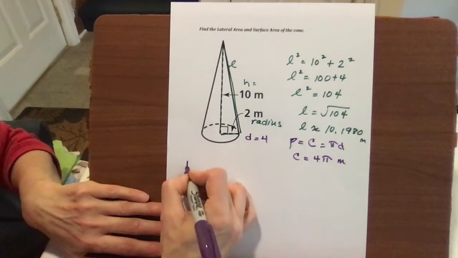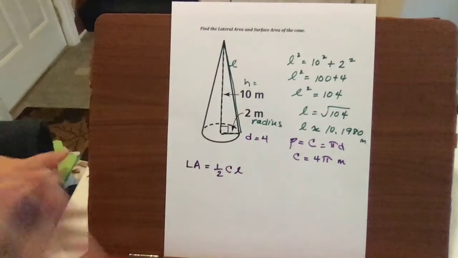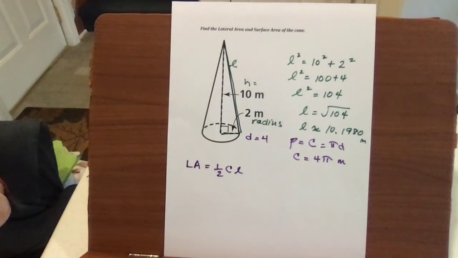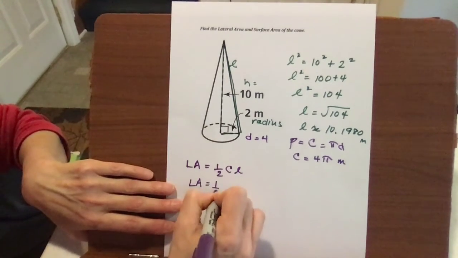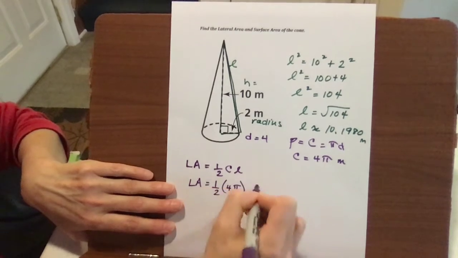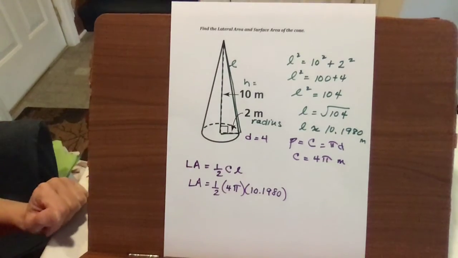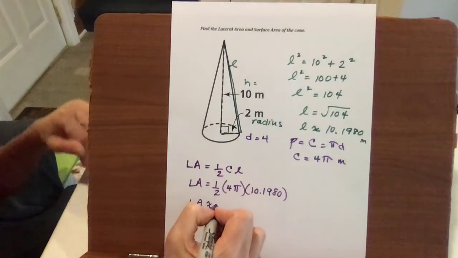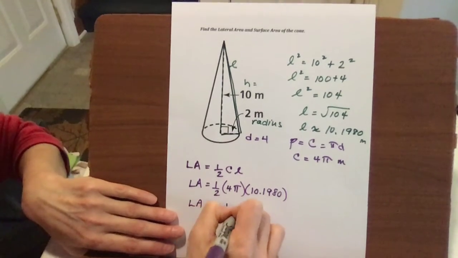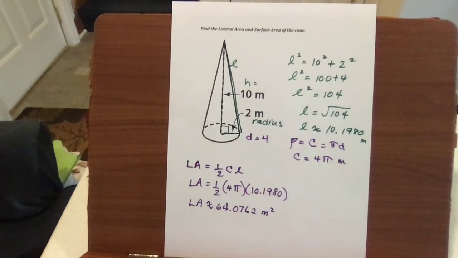All right, so our lateral area is half of our perimeter, in this case circumference, times L. So the general formula, remember, you just have to know what base you have, and then you just calculate accordingly. So lateral area is half of 4 pi times 10.1980. All right, so lateral area approximately is going to come out to be 64.0762 meters squared. So that's our lateral area, out to 4 decimals.